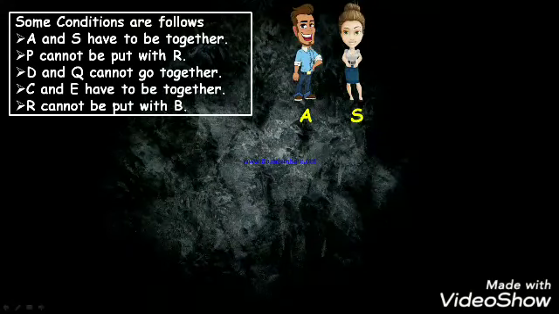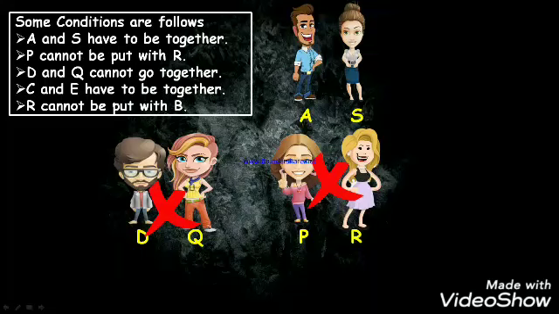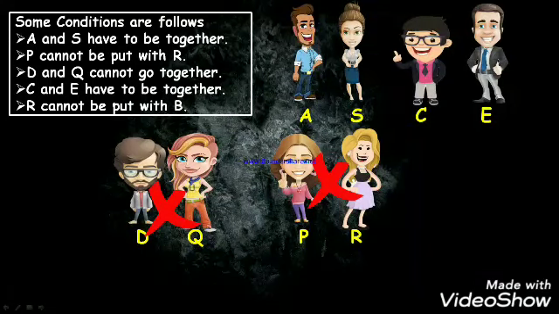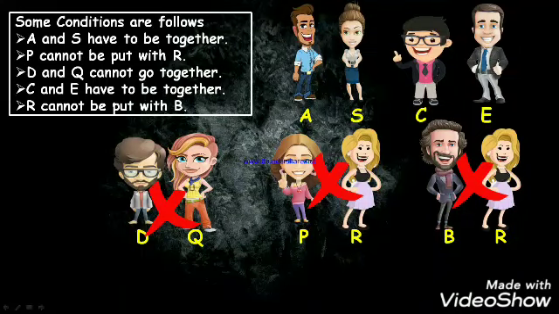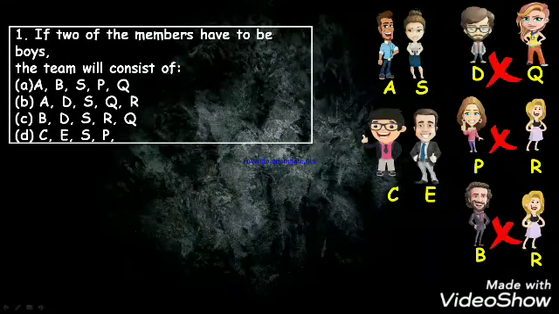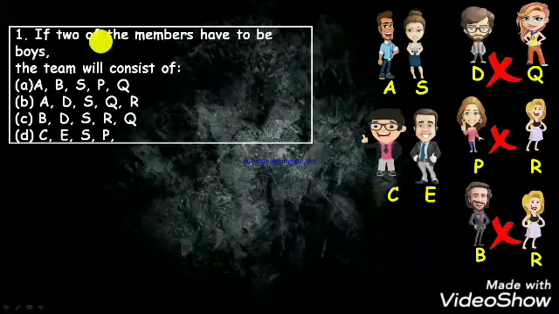A and S have to be together while making a team. P cannot be put with R. D and Q cannot go together. C and E have to be together, and R cannot be put with B. If you keep these conditions in mind, then you are going to be able to solve any kind of question from this. So now let's consider the questions. Let's start with the question.